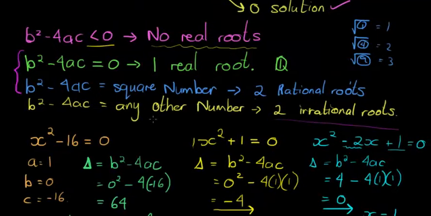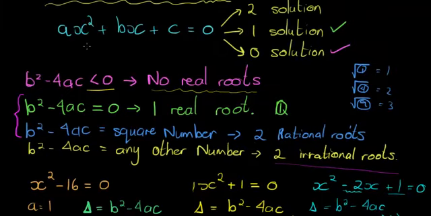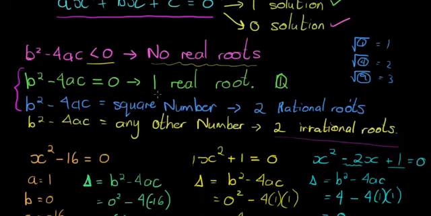Now the only time we can take a quadratic equation like this one and make two brackets, in other words factorize the left hand side, is if we can have one real root or two rational roots. In other words, if it is equal to 0 or if it is a square number.